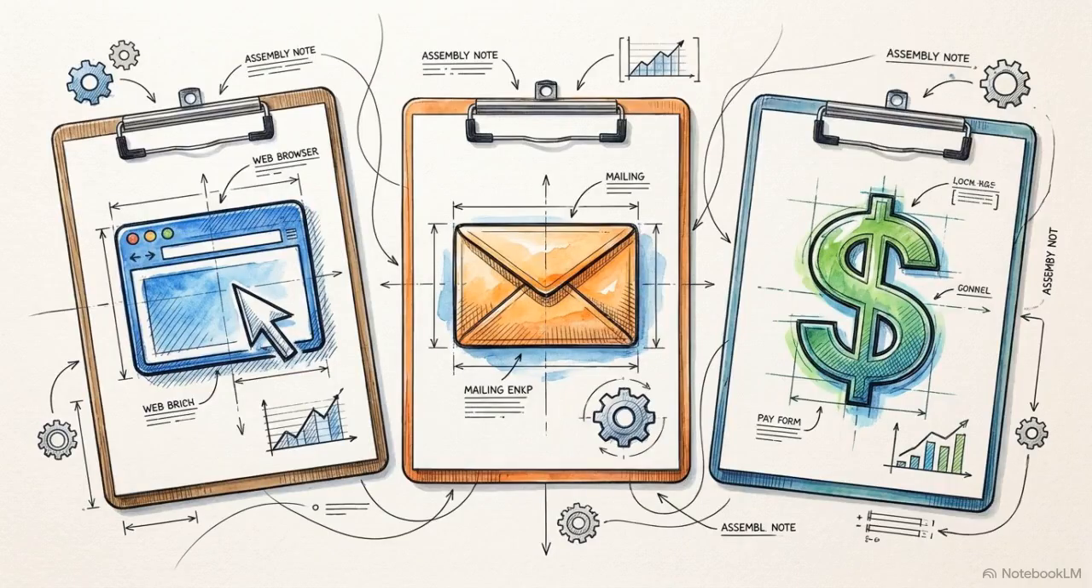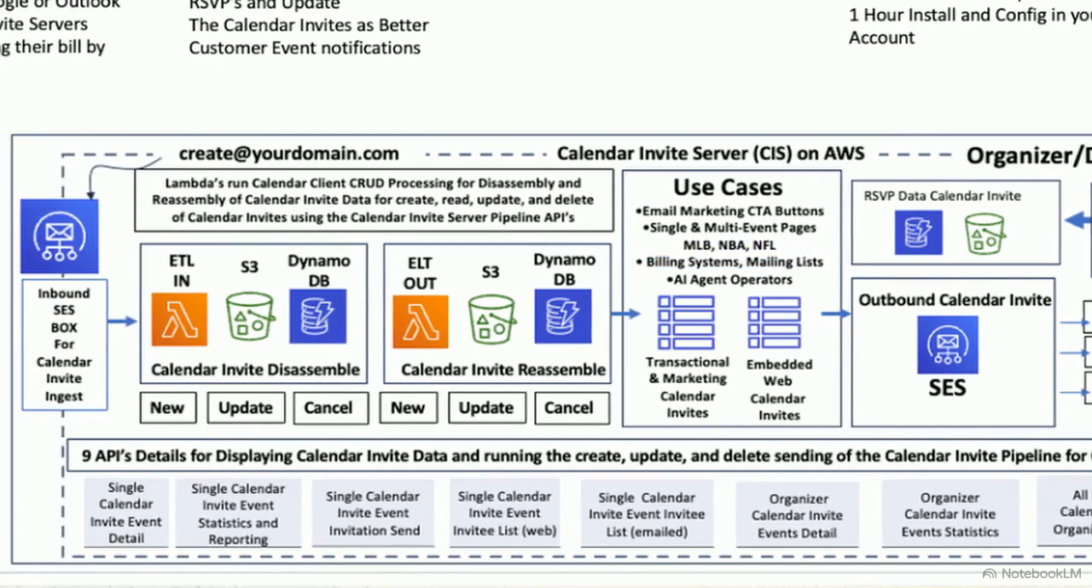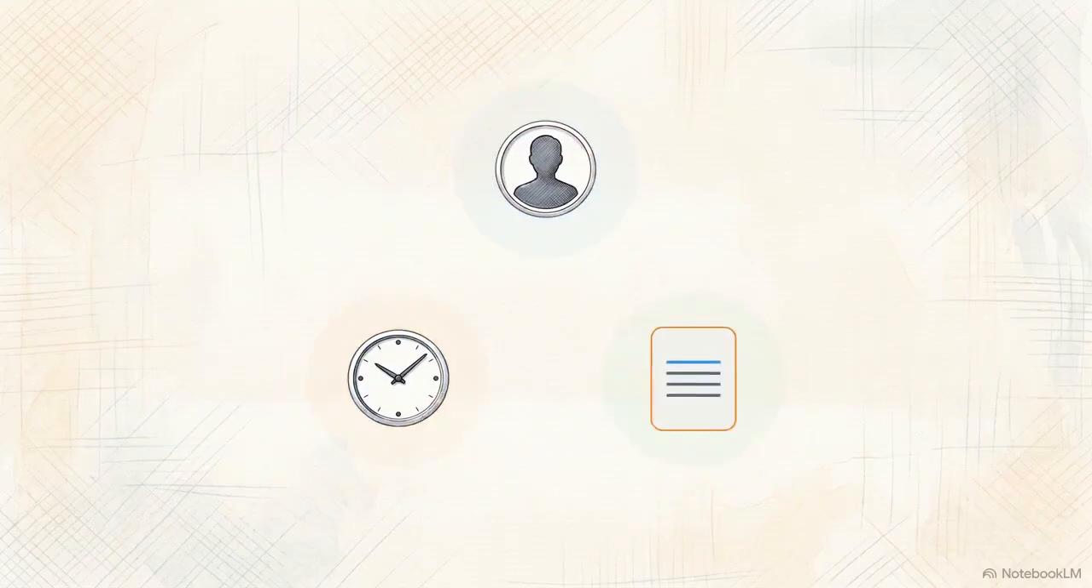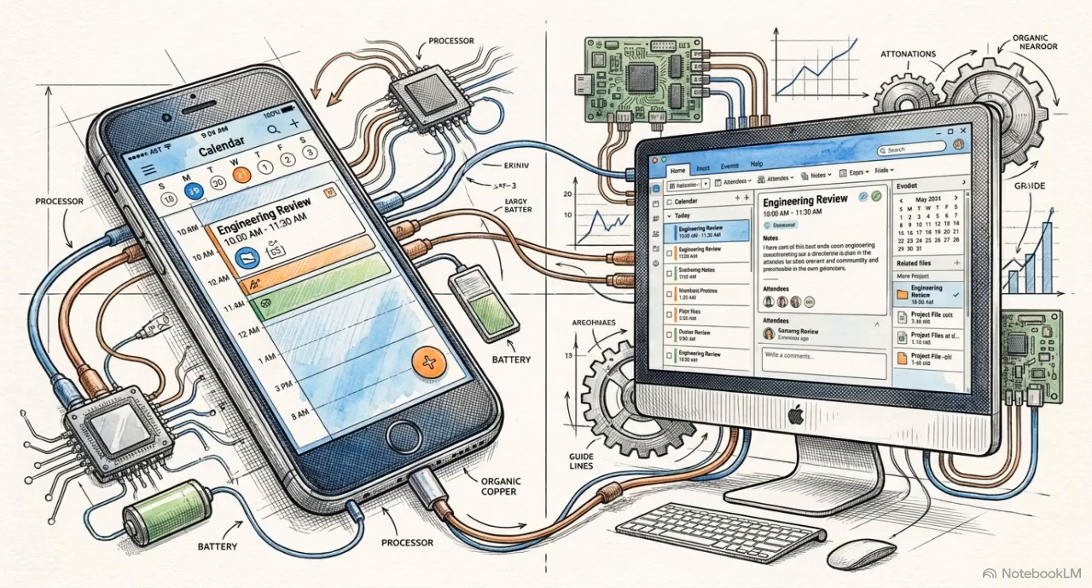Before the system can dispatch the data, it must be normalized for different external requirements. The data can serve several business contexts, from embedded web pages to direct mailing lists and automated billing systems. When one of these use cases triggers an outbound request, the system initiates the Extract, Load, Transform phase. The ELT Lambda pulls the fast state metadata from DynamoDB and the associated heavy assets from S3. The Lambda then reassembles these components into a highly personalized standard iCal payload. This payload is tailored specifically to the requirements of the recipient's calendar client.